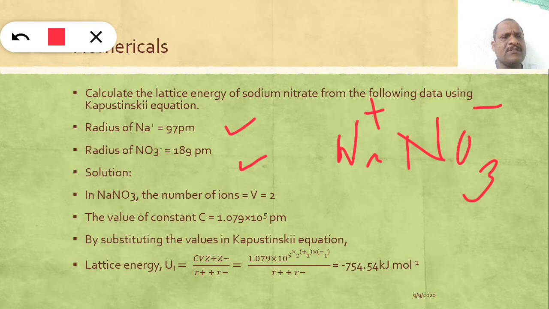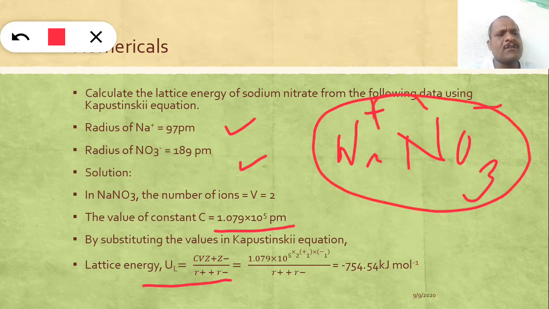Now, what is the formula of the Kapustinskii equation for calculating lattice energy? UL is equal to C V Z+ Z- upon r+ plus r-. So what is C here? C is the constant which is considered here. What is V? V is nothing but the number of ions. So in this molecule there are 2 ions, right? So V is equal to 2.